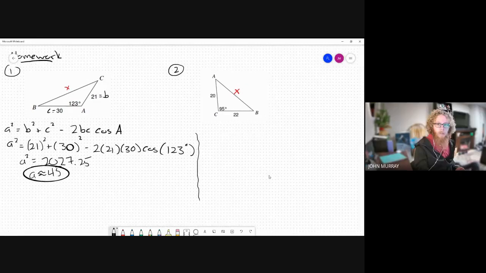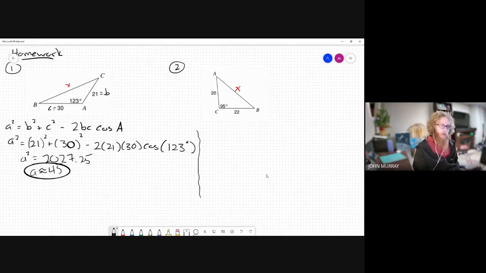Right. And the second one, similar process. We're just looking for a different side. Now I'm looking for side C. So my equation, I have c squared equals a squared plus b squared minus 2ab cosine c.